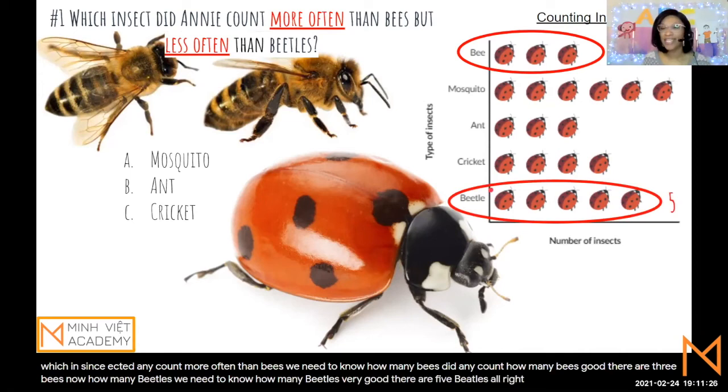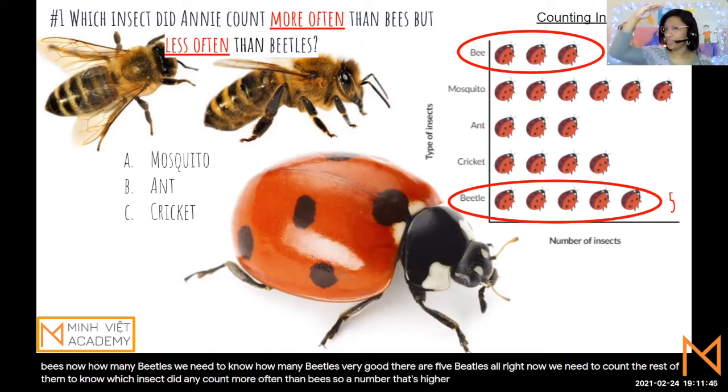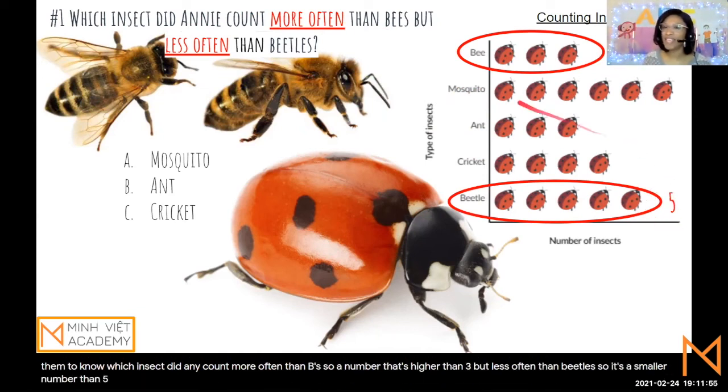All right. Now we need to count the rest of them to know which insect did Annie count more often than bees. So a number that's higher than 3, but less often than beetles. So it's a smaller number than 5.